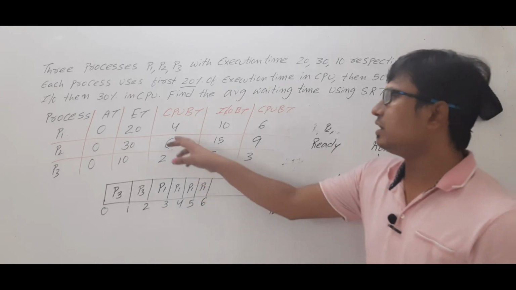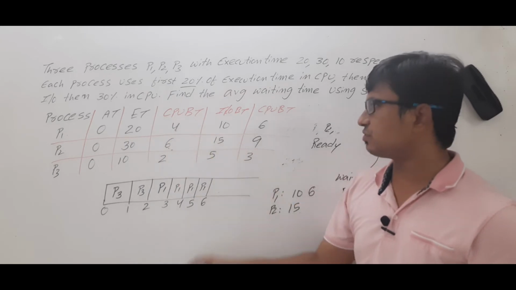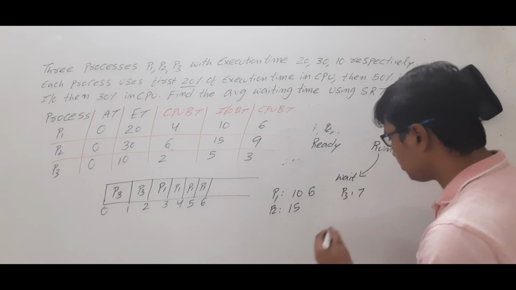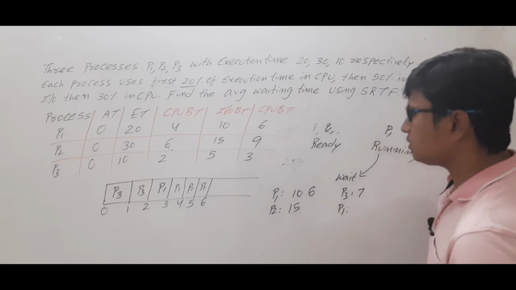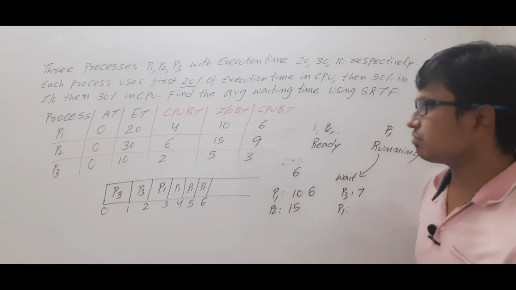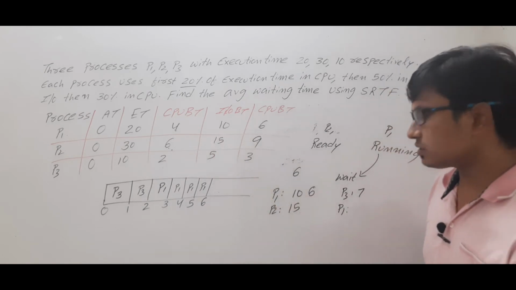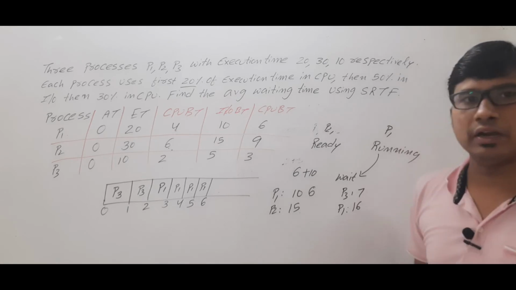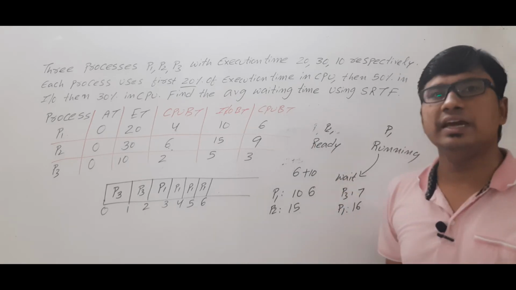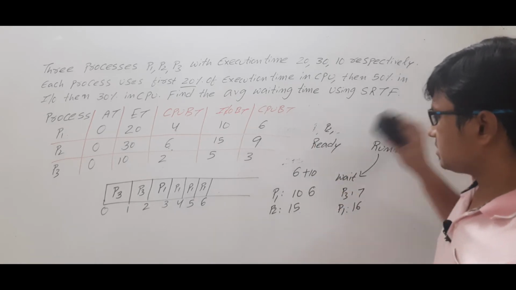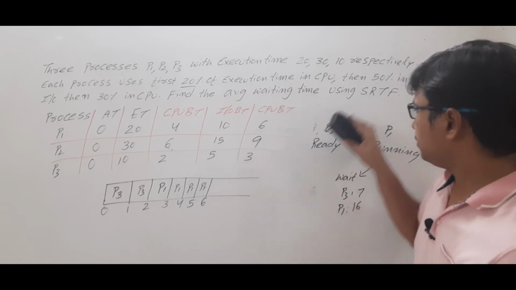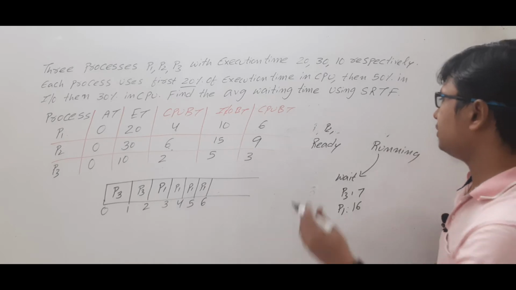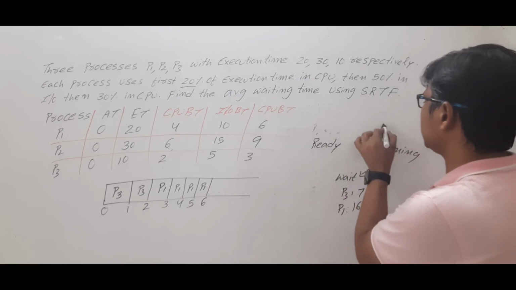But look at here. After executing for 4 units of time, process P1 will go to the wait state. So process P1 will go to the wait state at 6 units of time, and it needs 10 units of time. So 6 plus 10, which will be 16. So process P1 will come back to the ready state at 16 units of time. Is it clear for you? Now only one process is there in the ready state. So process P2 will be sent to the running state.